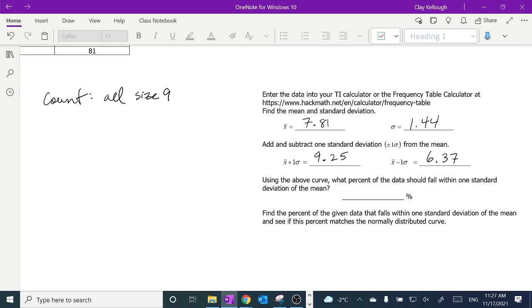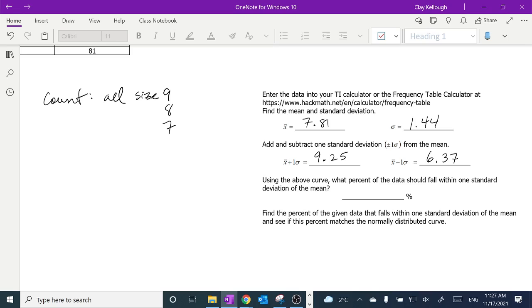Let's see, oh yeah, 9 definitely falls in here, right? Because, sorry, this is the higher number. 9's definitely in here. I'm going to count the 8s. I'm going to count the 7s. Now, how about the 6s?